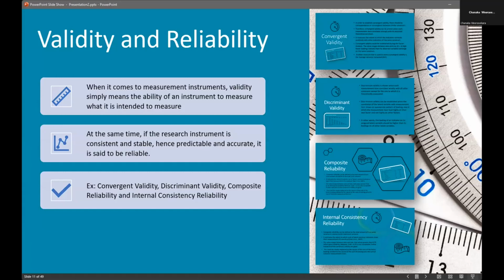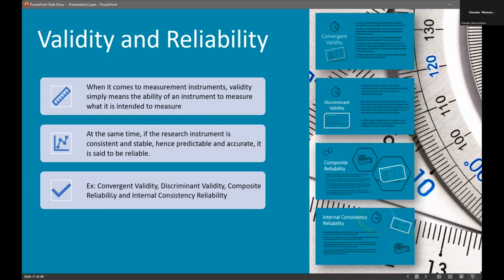criteria, or let's say some benchmarks, that you can use to convince the reader that our instrument is good, and it is reliable, and it has validity. So to do that, I have given you several criteria here. First one is convergent validity, then we have discriminant validity, then we have composite reliability and internal consistency reliability. So let me go one by one.